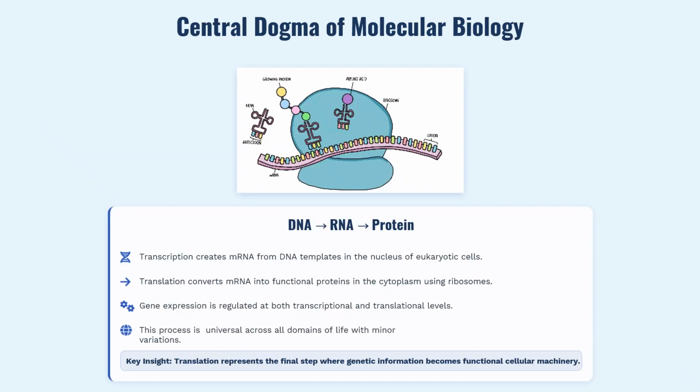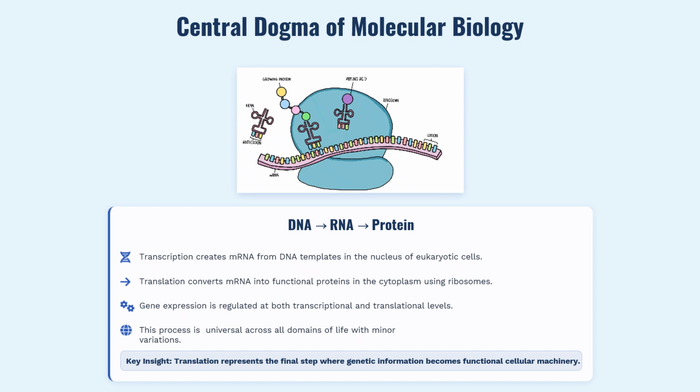The central dogma of molecular biology describes the flow of genetic information from DNA to RNA to proteins, with translation being the final crucial step. This fundamental principle, first proposed by Francis Crick, explains how genetic information stored in DNA is ultimately expressed as functional proteins.